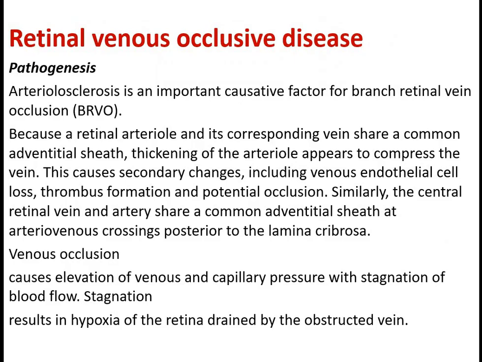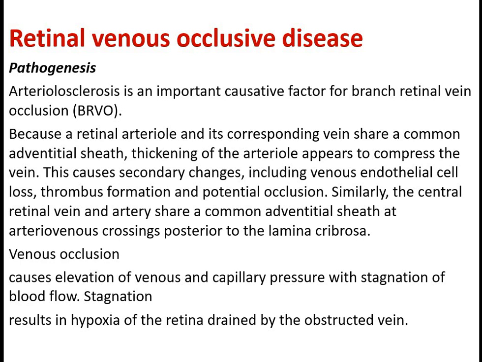نجي على الباثوجينيسيس. Arteriosclerosis is an important causative factor for branch retinal vein occlusion because the retinal arteriole and its corresponding vein share a common adventitious sheath. Thickening of this arteriole, it will compress the vein, and this will cause secondary changes. How? It will cause venous endothelial cell loss, thrombus formation, and potential occlusion. Similarly, the central retinal vein and artery share a common adventitious sheath.